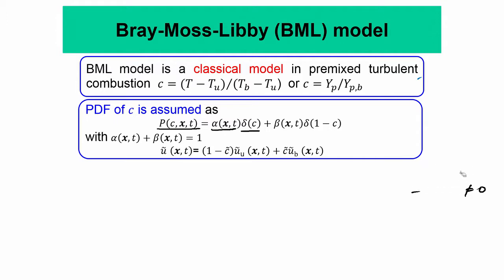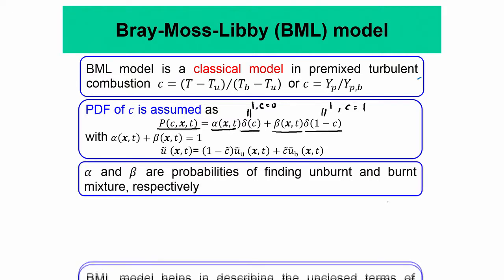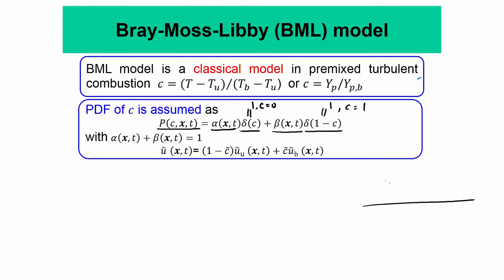So this delta function assumes the value 1 when C equals 0, and plus this is given by beta times x, t times the delta function of 1 minus C. So when you have C equal to 1, then this delta function assumes the value 1 and otherwise equals 0. So this is equal to 1 when C equals 0, this is equal to 1 when C equals 1, and this is equal to 0 in all other cases. Okay, that is the point. And alpha plus beta is equal to 1. That is how the probability distribution works, and it is a PDF which looks something like this. So this is C equal to 0, this is C equal to 1, and this is alpha and this is beta.